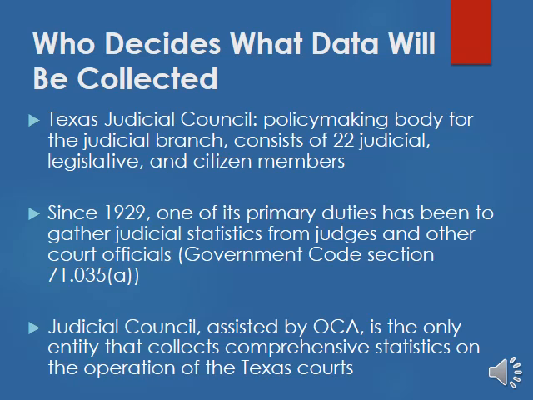In regards to who decides what data will be collected on the monthly report, it is the Judicial Council that is the policy-making body for the judicial branch. The Council consists of 22 judicial, legislative, and citizen members. OCA collects the statistics from the monthly reports on behalf of the Judicial Council. Since it was created in 1929, one of the primary duties of the Council has been to gather statistics from judges and other court officials. Assisted by OCA, they are the only entity that collects comprehensive statistics on the operation of the Texas courts. So while many of you may refer to the report as the OCA report, it is actually the Judicial Council Monthly Court Activity Report.